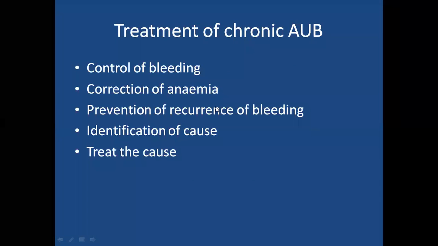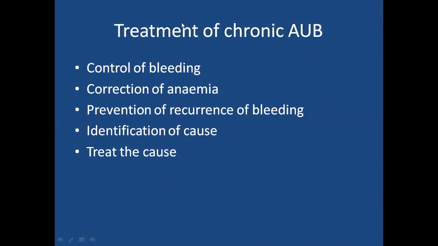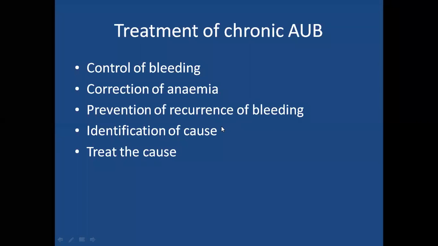So coming to treatment of chronic AUB. Chronic AUB means that for more than the preceding 6 months, she is having symptoms, that is altered menstrual bleeding in periodicity, chronicity, flow or duration. You call it chronic AUB. Our management should be aimed at, first, control of bleeding, then correction of anemia, prevention of recurrence of bleeding, identification of the cause, and treating the cause.